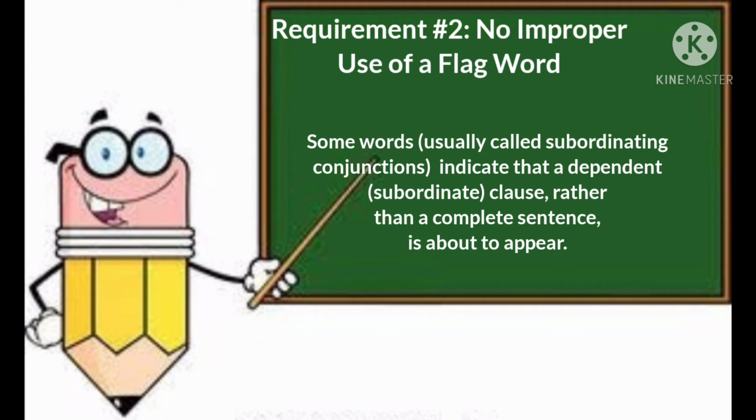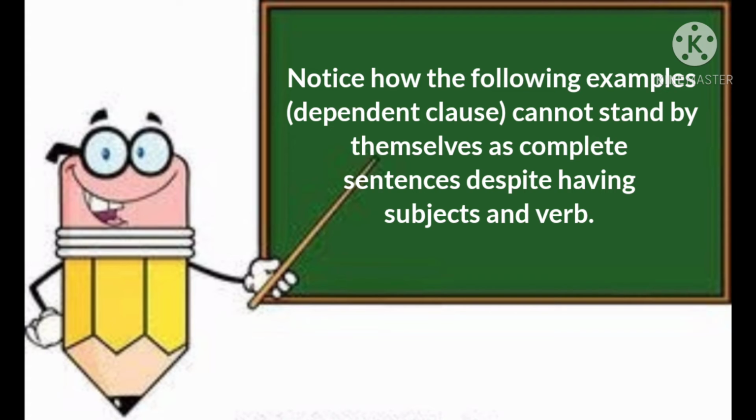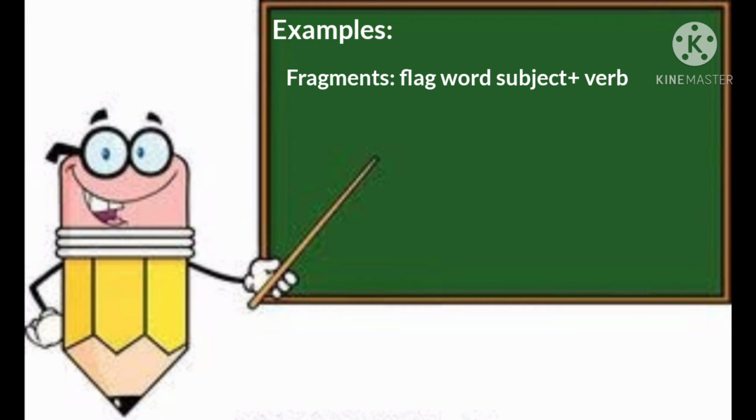Next requirement is no improper use of a flag word. Some words, usually called subordinating conjunctions, indicate that a dependent or subordinate clause rather than a complete sentence is about to appear. That is, these flag words let us know that the next group of words the reader will see cannot stand as a complete sentence even if they contain a subject and a verb. Notice how the following examples, dependent clauses, cannot stand by themselves as complete sentences despite having a subject and verb.